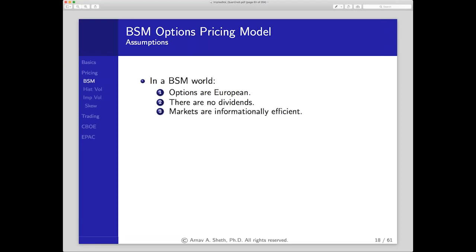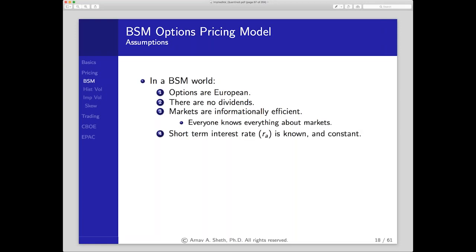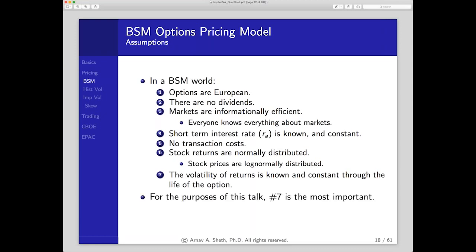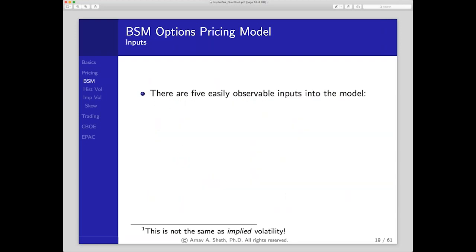In the Black-Scholes-Merton world, options are European. There are no dividends on stocks. Markets are informationally efficient, which means everyone knows everything they need to know about everything. The short-term interest rate is known and constant. There are no transaction costs. The stock returns are normally distributed, so stock prices are log-normally distributed. And the volatility of returns is known and constant through the life of the option. For the purposes of this talk, number 7 is the most important, and it follows as a consequence of number 6, which I will show you in a few minutes.